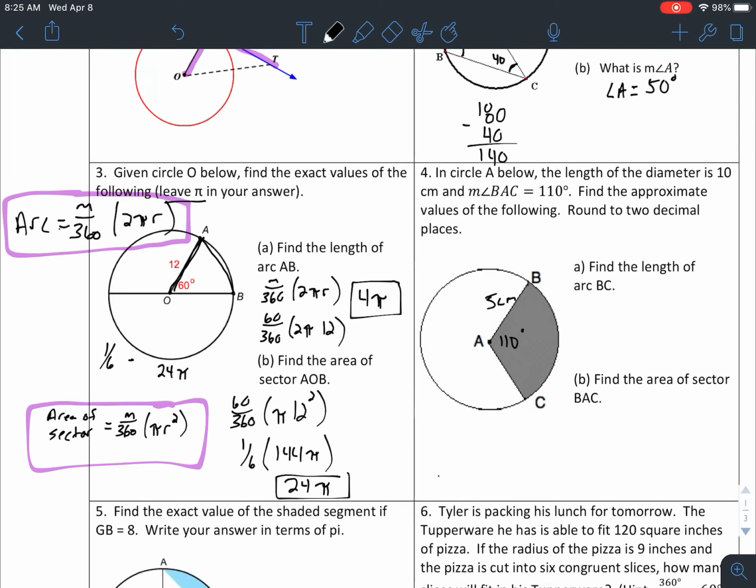Now, it says find the length of arc BC. So we have our measurement, our formula over here. So we know it's going to be 110 over 360 times 2 pi, and we said our radius is 5. Okay, so 2 times 5 is 10 pi.